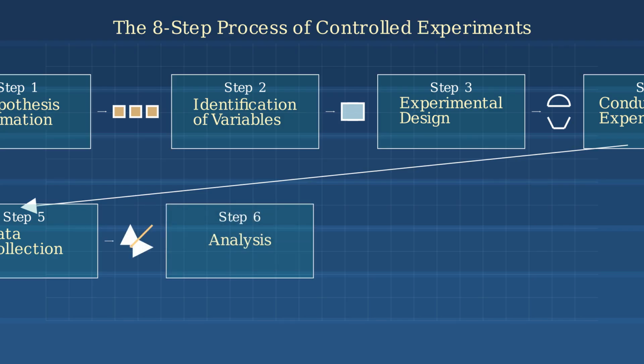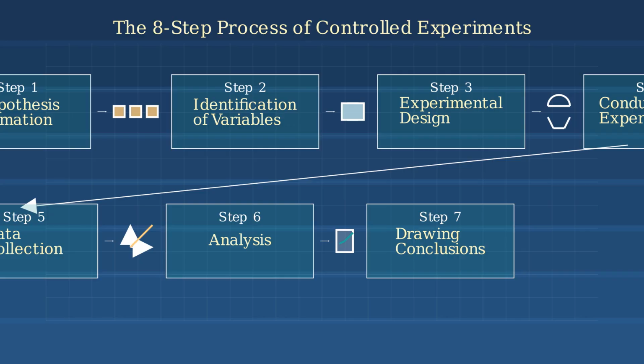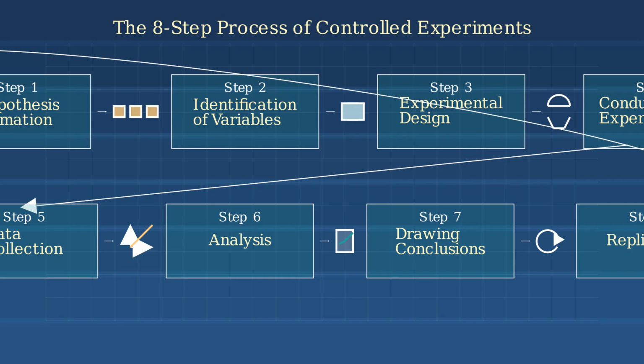Step 6. Analysis. The collected data is processed using appropriate statistical methods to identify patterns, trends, and significant differences. Step 7. Drawing conclusions. Scientists interpret the analyzed data to determine whether the results support or reject the original hypothesis. Step 8. Replication. Other researchers attempt to reproduce the experiment to verify the findings, which is crucial for establishing scientific consensus. This process is cyclical, as replication often leads to refined hypotheses and further experimentation.